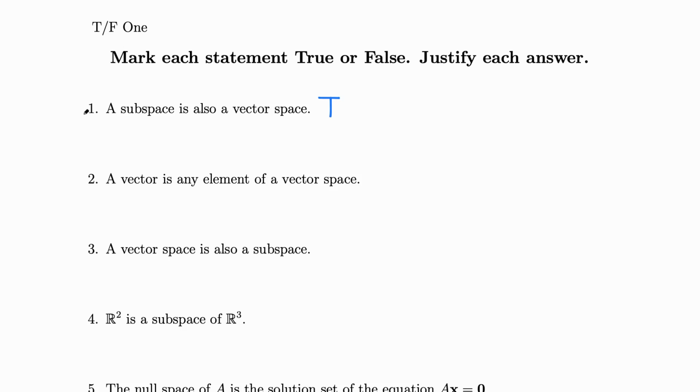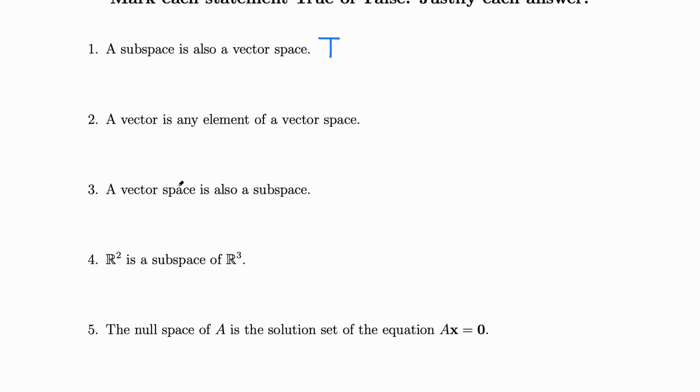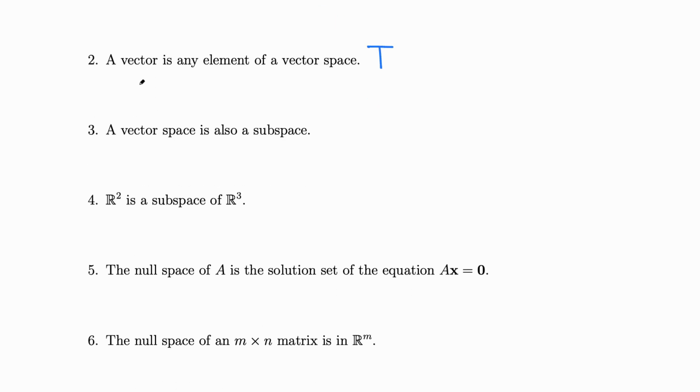True, false. In number 1, a subspace is also a vector space. Yeah, that's true. It's a smaller vector space inside a bigger one. That's why the name subspace. That's true by definition. A vector is any element of a vector space. It could be a polynomial, but we can still call it a vector because it's a member of a vector space.